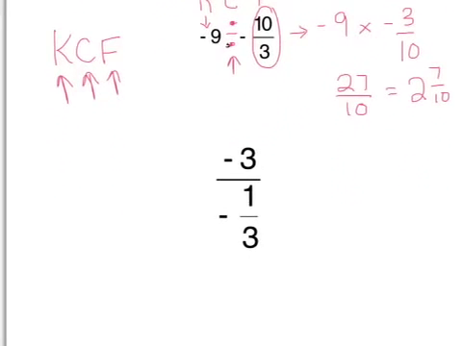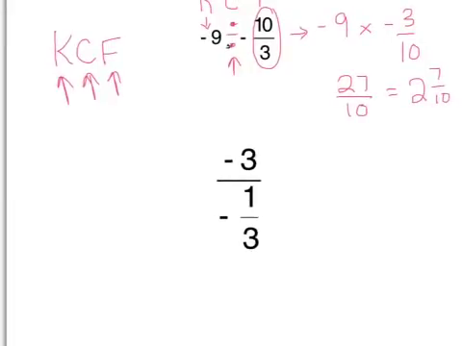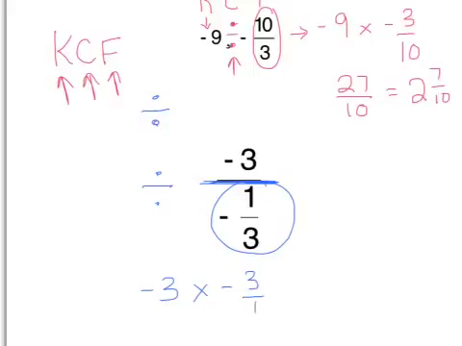All right, let's look at an example with a bar. Usually I don't use that division symbol anymore, do I? We don't really see that all too much. What you are going to see is that fraction bar, and remember that that fraction bar means division. Okay? So if we follow KCF, we keep -3. We change the division to multiplication. Now I'm using the X, but I haven't used that in a long time, have I? And then I flip what's on the bottom. So -1/3 becomes -3 over 1.